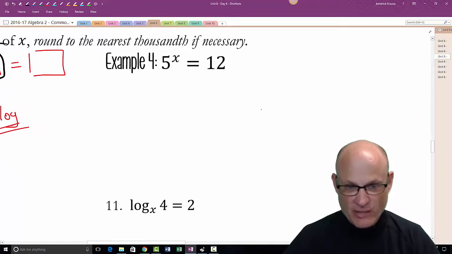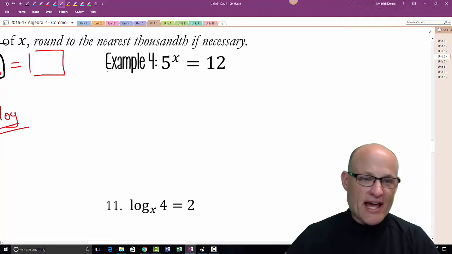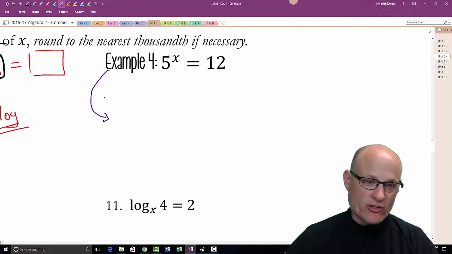Here we go. This one's going to be crazy. So this is an exponential. I need to turn it into a log function.